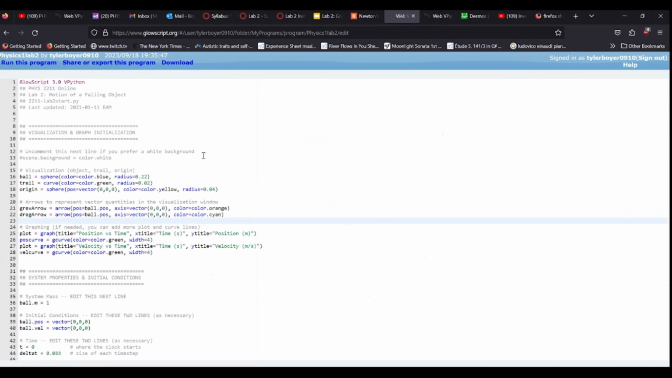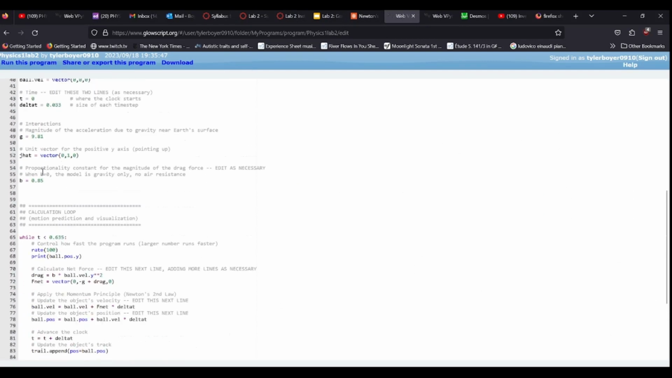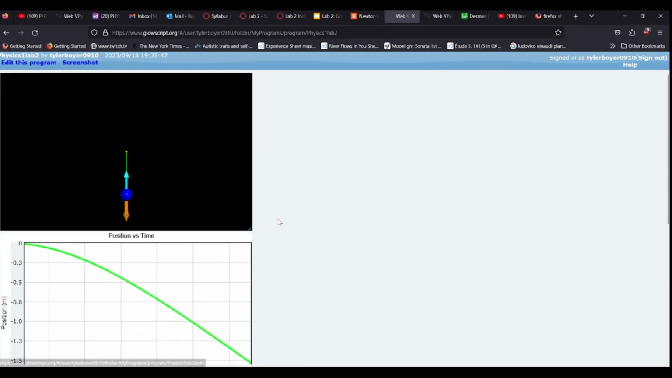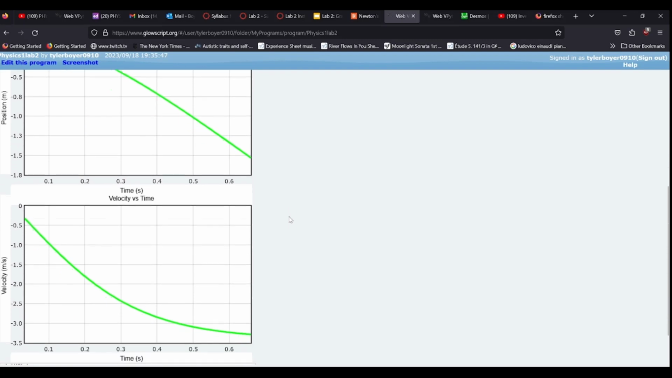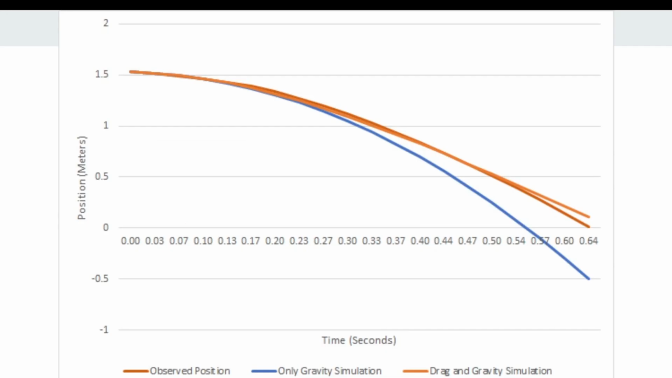In our other simulation, we did take drag into account, and as you can see, the drag b value is not 0, it's 0.85, and drag actually matters in our equations down there. And here you can see that the velocity versus time graph is curved, and the position versus time graph doesn't always accelerate. It starts accelerating, and then it decelerates down here. So this is the graph we got from the models and the tracker.